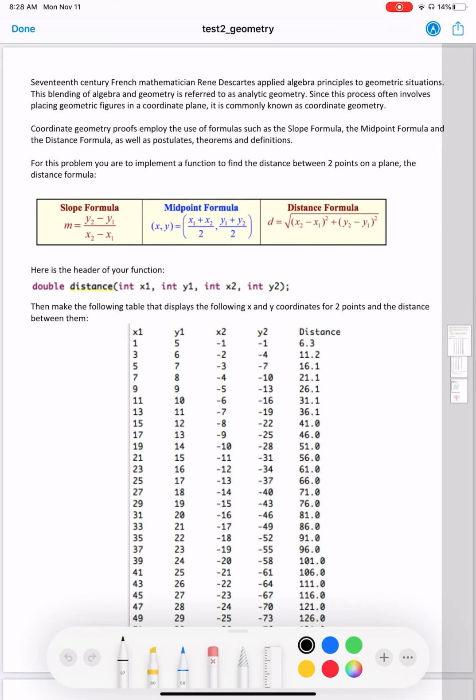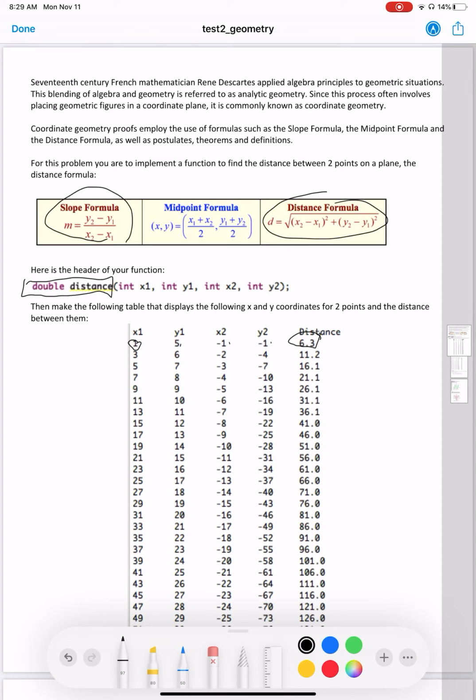So if we were to solve this problem, there were a few things that you need to look into. One, this assignment is telling you that the function, which is the distance function, essentially returns a double. The second thing it's telling you is that there are certain formulas that you need to know, slope and distance. The third thing it is telling you is that if you put in the values x1 equal to 5, y1 equal to 5, x2 equal to -1, y2 equal to -1, you should get a distance value of 6.3 or something on those lines.